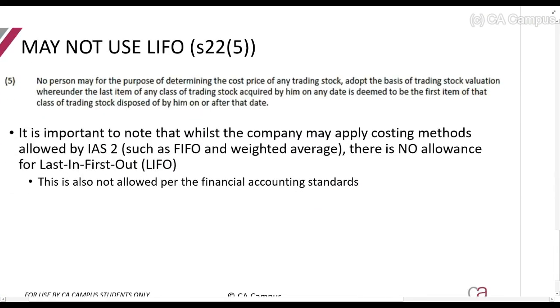Section 22.5 tells us that you may not use LIFO, last in, first out, as a valuation method. This is the same as IFRS. So no person may, for the purpose of determining the cost price of a trading stock, adopt the basis of trading stock valuation where under the last item of any class of trading stock acquired by him on any date is deemed to be the first item of class of trading stock disposed of by him on or after that date. So you may not use LIFO.